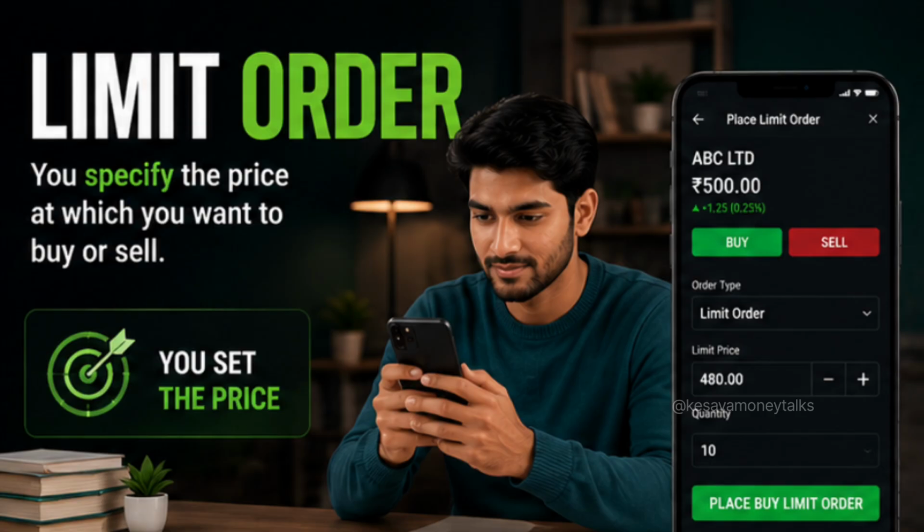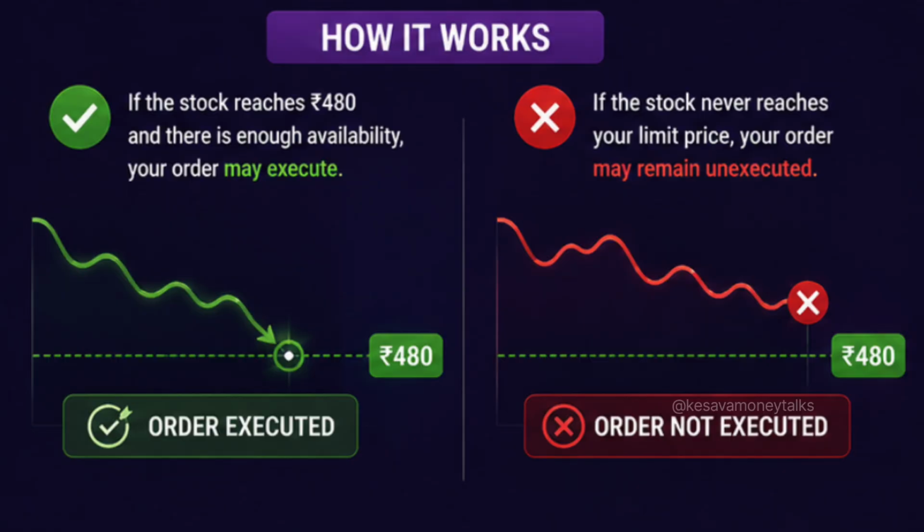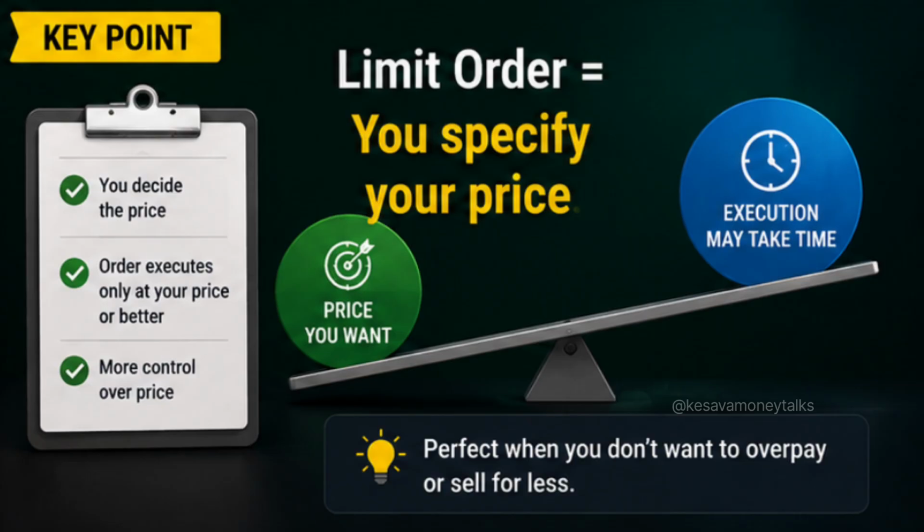Chapter 3, limit order. Now let's understand a limit order. A limit order allows you to specify the price at which you are willing to buy or sell. Suppose a stock is trading at 500 rupees, you want to buy it only if it comes down to 480, and you can place a buy limit order at 480. If the stock reaches 480 and there is enough availability, your order may execute. If the stock never reaches your limit price, your order may remain unexecuted. So limit order means you specify your price.